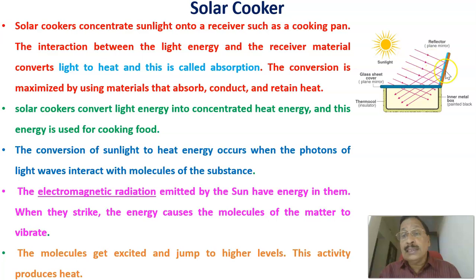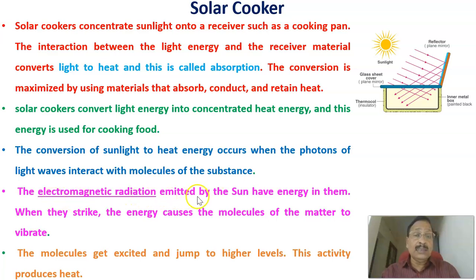Solar energy is radiating and falling on this one, and here there is a reflector. The conversion of the sunlight to heat energy occurs when the photons of the light waves interact with the molecules of the substance. So sunlight is converted into heat energy by this method.